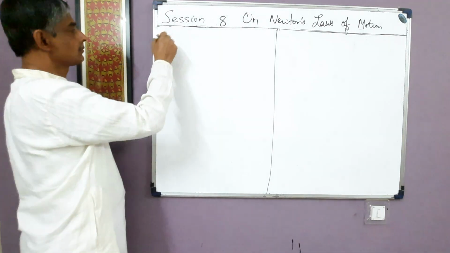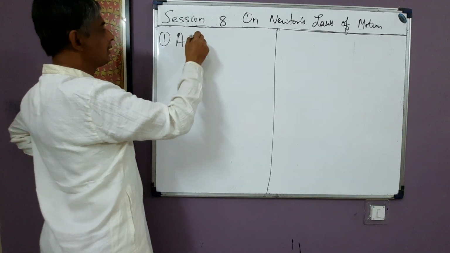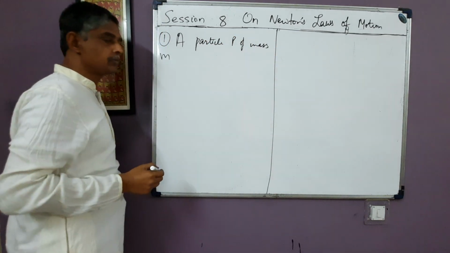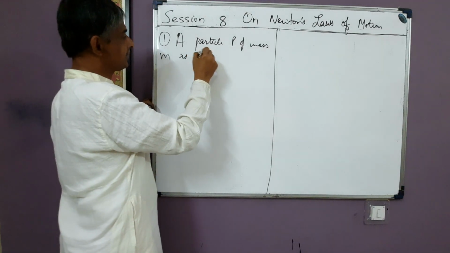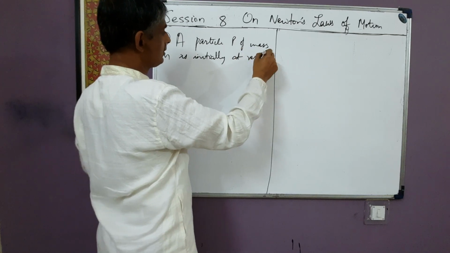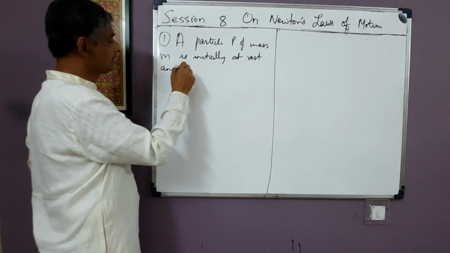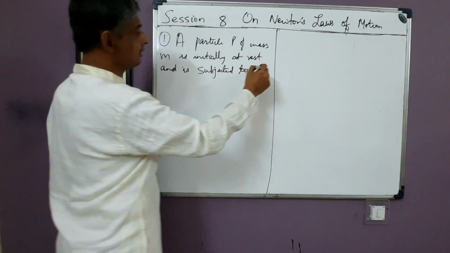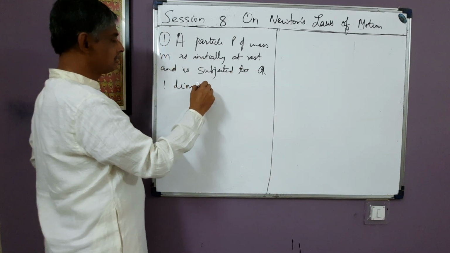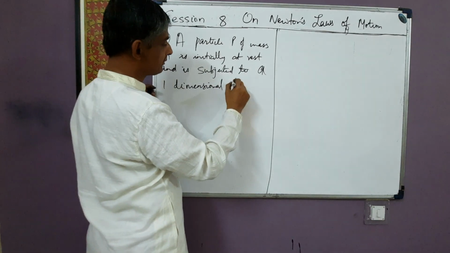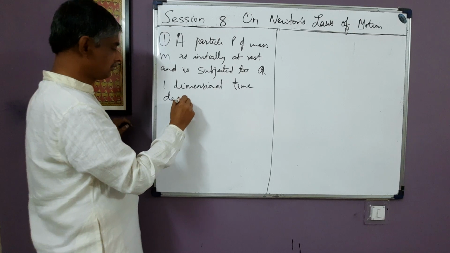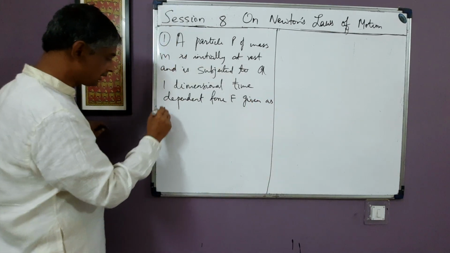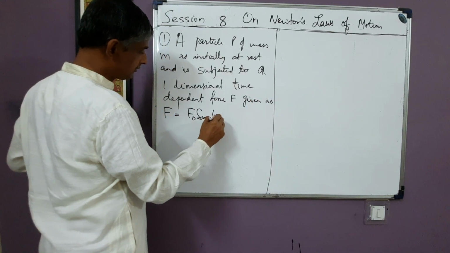Question is this. A particle P of mass m is initially at rest and is subjected to a one-dimensional time-dependent force F, given as F is equal to F naught sine omega t.